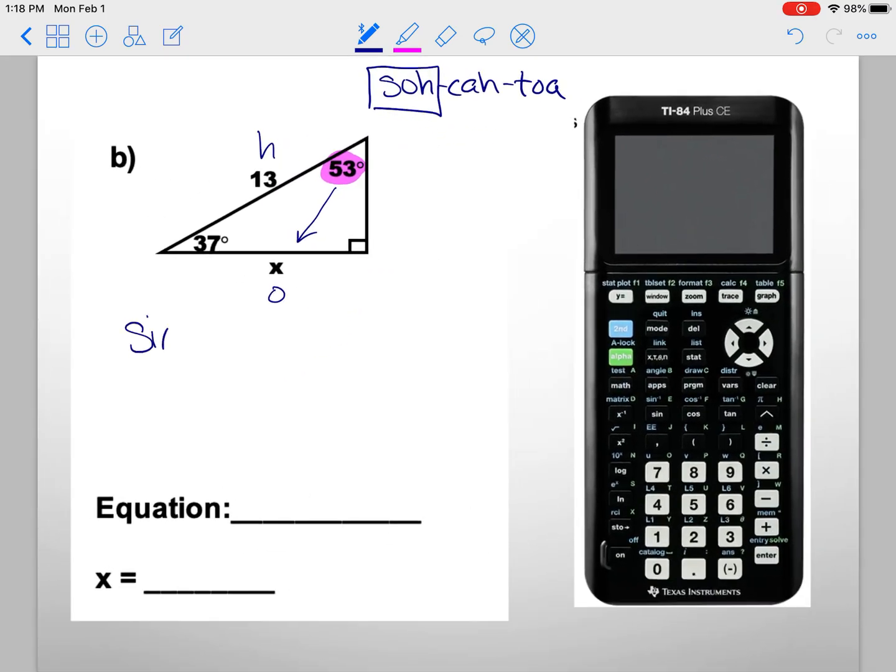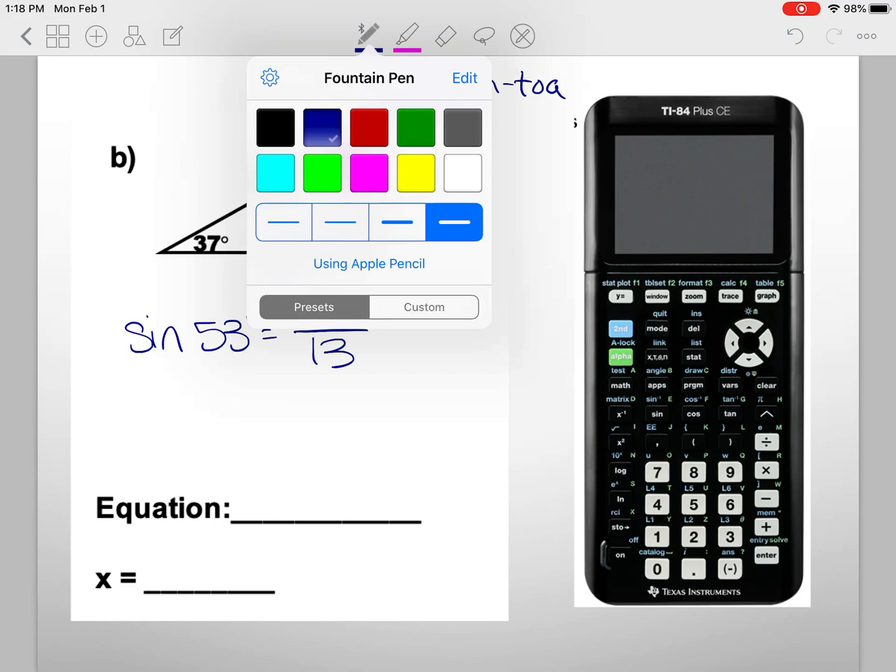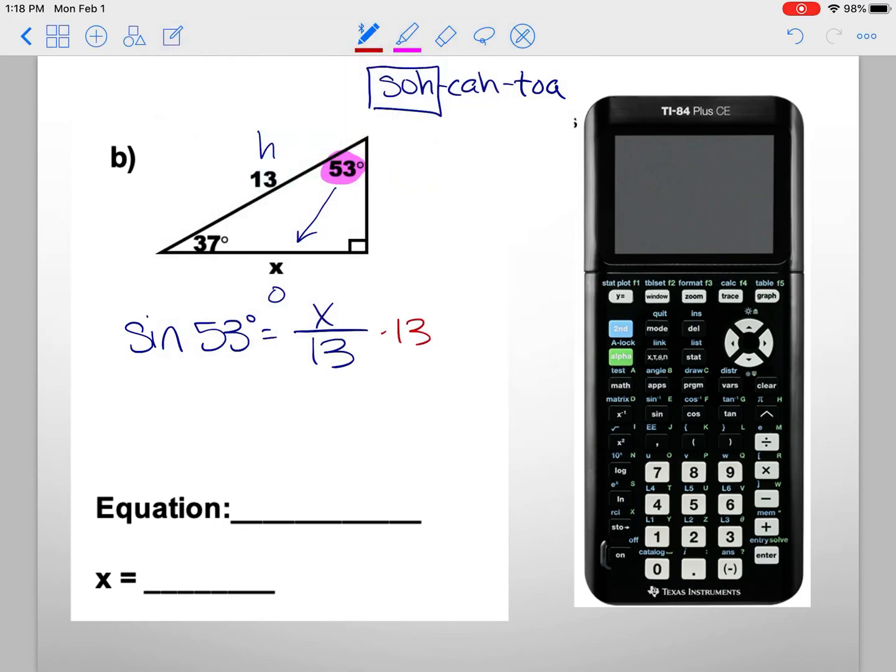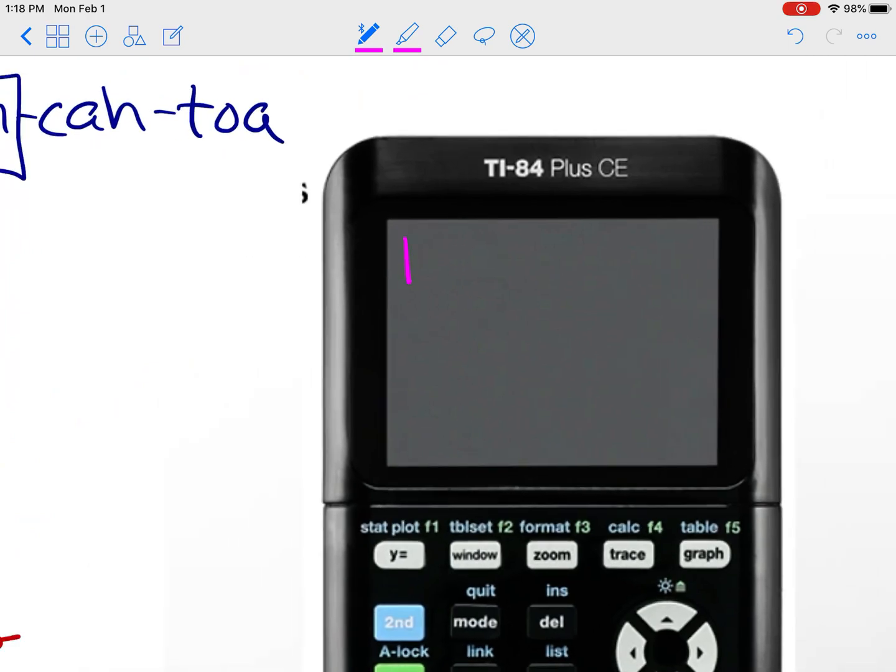So we would say sine, and our degree is 53, equals, our ratio is O over H, so x over 13. To get x by itself, we would multiply by 13 on both sides. Okay, and so here's what you would type into the calculator. Kind of like last time, 13 times the sine of 53. It's going to open parentheses, doesn't matter. You can close it, you don't have to.